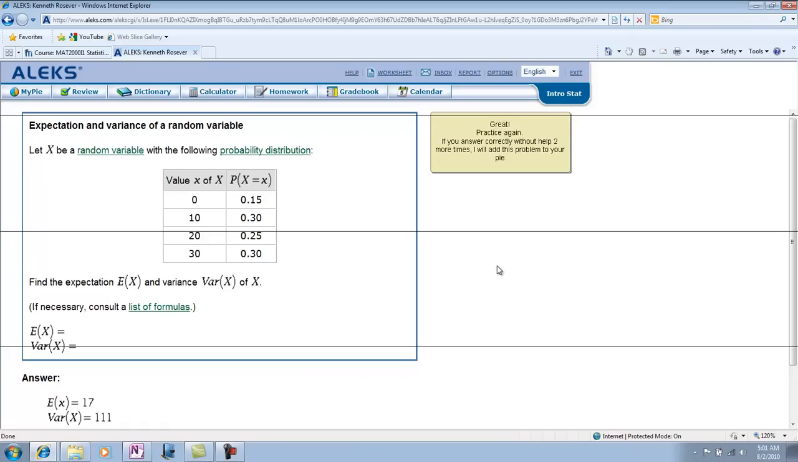Yeah! Practice again. If you answer correctly without help, it's going to add it to my pie, but I'm not going to do that tonight.